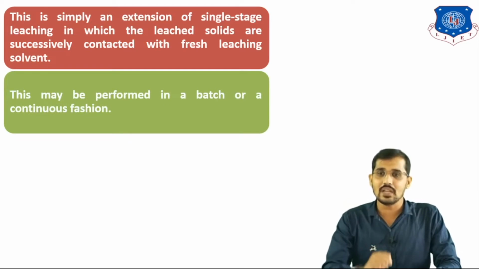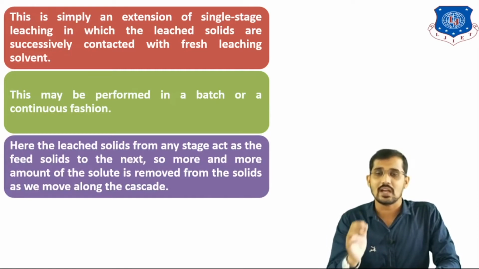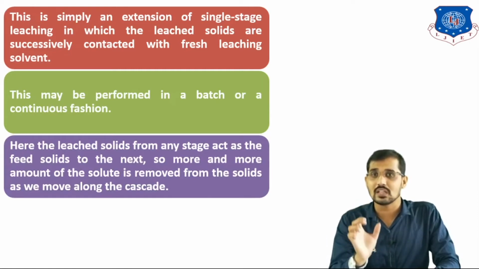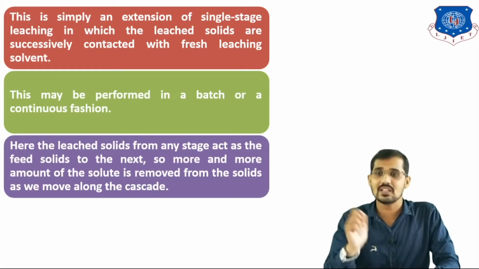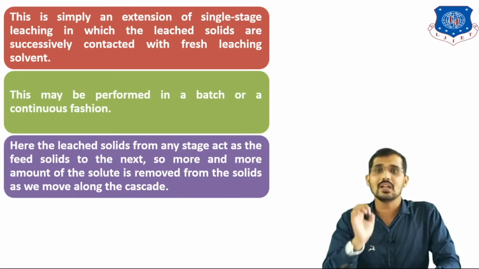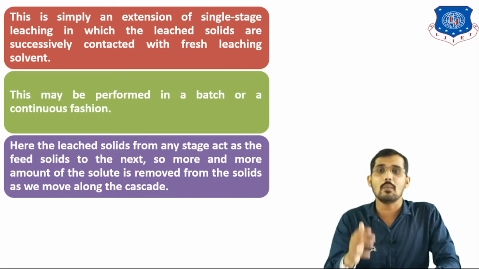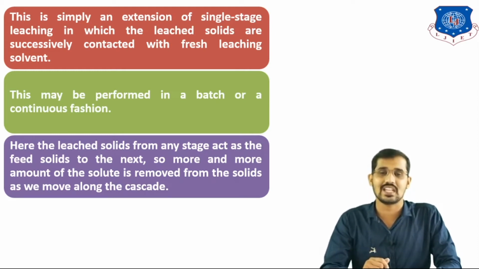After that, the second point is that this may be performed in a batch or continuous fashion. Next, the leached solid. I told you that the leached solid, that is nothing but the underflow part, acts as the feed for the next stages. That is the meaning of this third point. I am reading this third point now. Here the leached solid, that is the underflow from any stage, acts as the feed solid to the next. So more and more of the solute is removed from the solid as we move along the cascade.